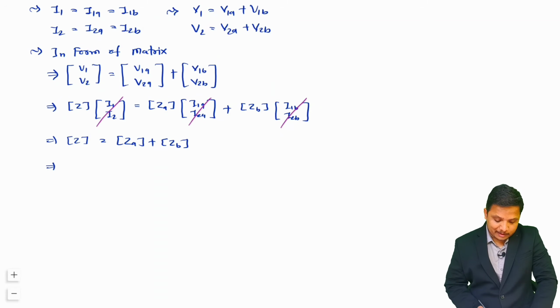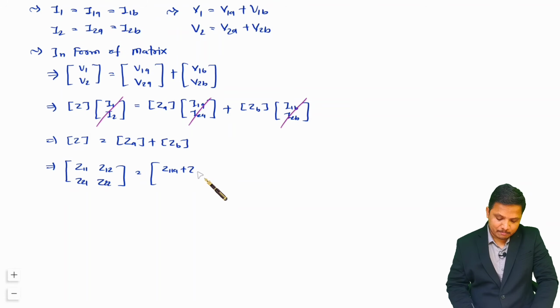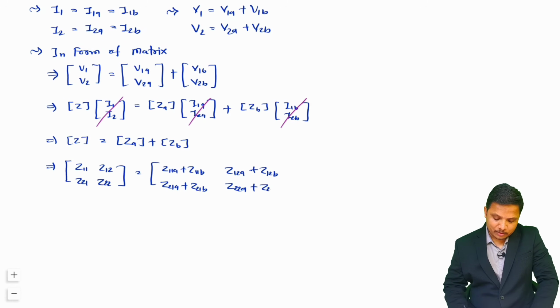And if you want to calculate that in terms of the four Z parameters, they are Z11, Z12, Z21, Z22. So for ZA plus ZB, it will be Z11A plus Z11B, Z12A plus Z12B, and Z21A plus Z21B, and Z22A plus Z22B. That is how we can calculate.